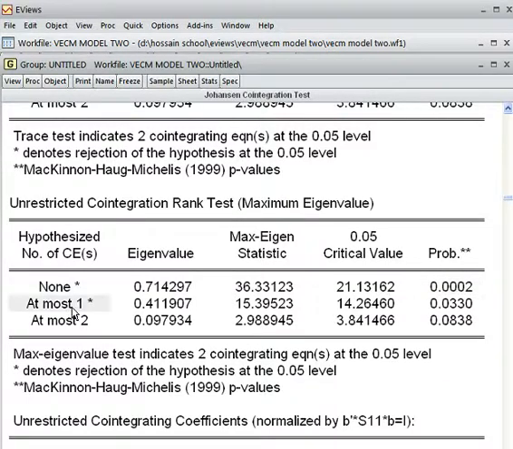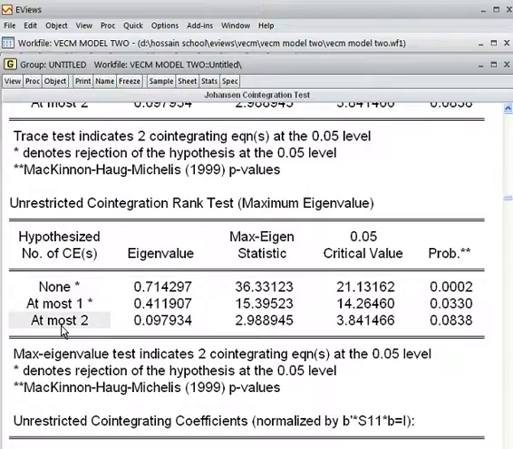Okay, then I come here, the second one, at most one, meaning that there is at most one cointegrated equation exists. This is the null hypothesis. Can I reject this null hypothesis? You come here. What is the p-value? 3.330%, which is less than 5%, meaning that we can reject this null hypothesis. Then we proceed. At most 2.